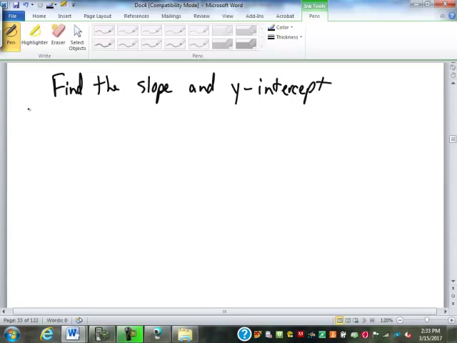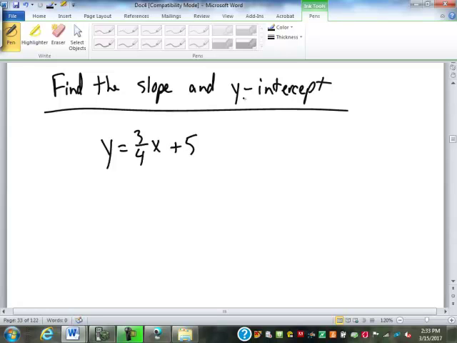Now, if I ask you to find the slope and y-intercept from an equation, y equals 3/4 x plus 5, it's pretty simple. The slope is 3/4, perfect. That's what multiplies the x. And the y-intercept was?